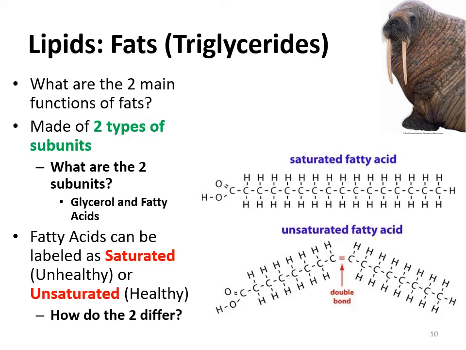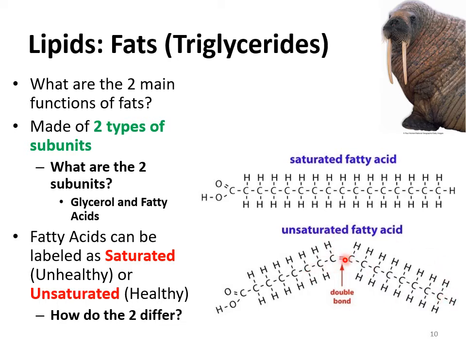Now, fats are made up of 2 subunits. These subunits are the fatty acids and glycerol. So the fatty acids are the long chains of hydrocarbons, meaning carbons and hydrogens. These are the fatty acid chains. This is one big fatty acid chain here. Okay, this is a big fatty acid chain, but it's been bent because it has a double bond in it.